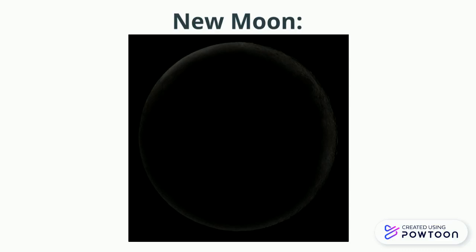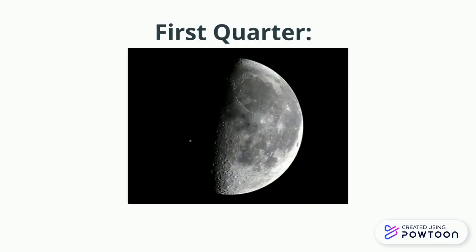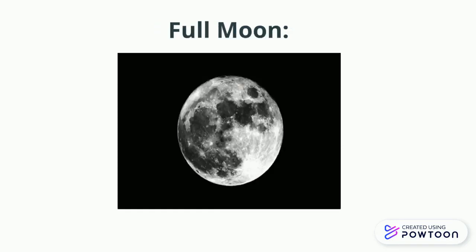During the first quarter, only half of the Moon is visible for the first half of the evening, and then it sets. During the waxing gibbous phase, most of the Moon is visible except for a sliver. During the full moon, the Sun lights up the entire surface of the Moon that faces Earth. The full moon is the brightest of the 8 phases.